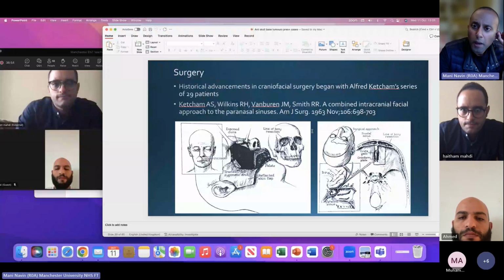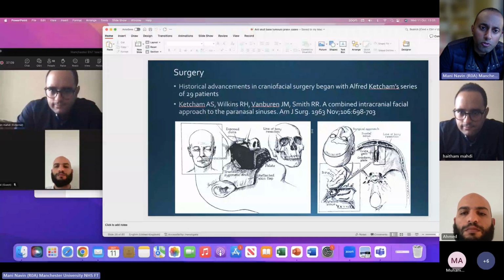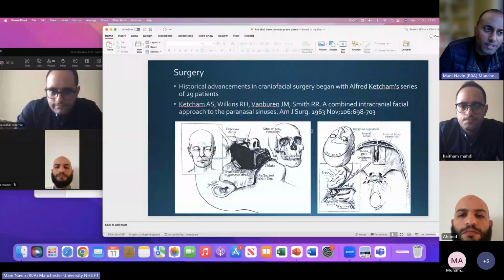So this was the original paper, another landmark paper, 1963 by Ketchum. This was the first paper that described a combined craniofacial approach. Prior to this, these tumors were all resected via transfacial approaches. And obviously you would then leave tumor at the skull base because you're not able to achieve skull base removal.